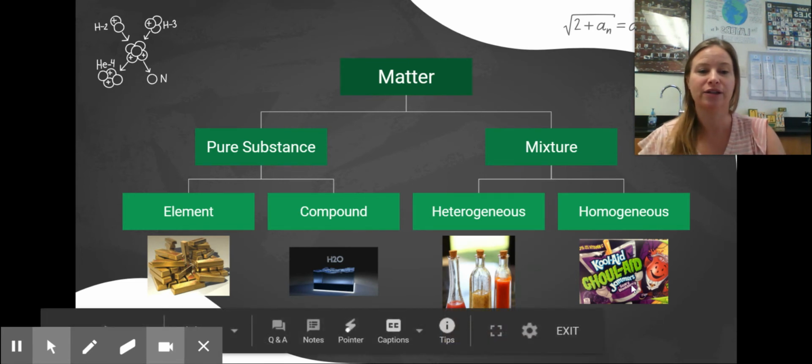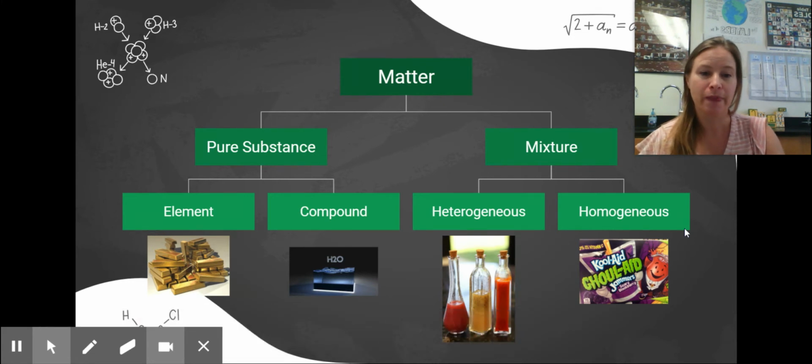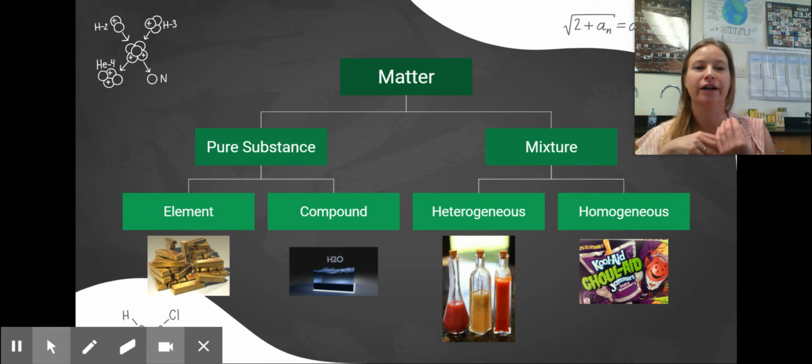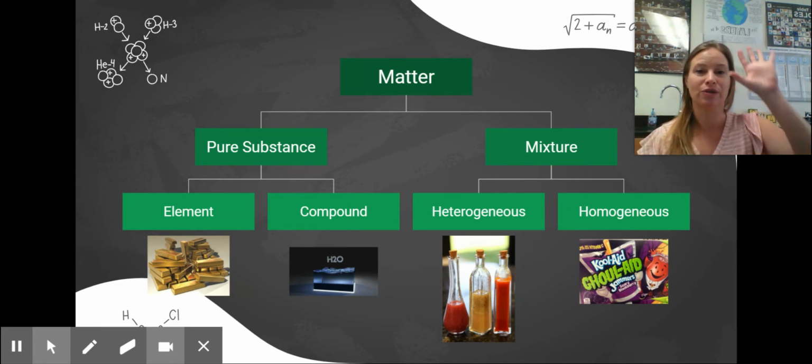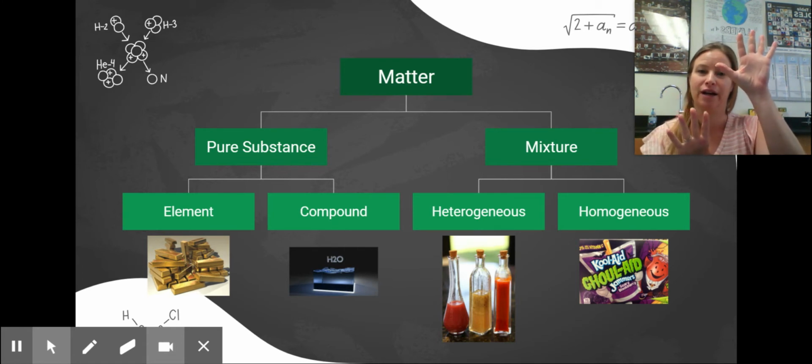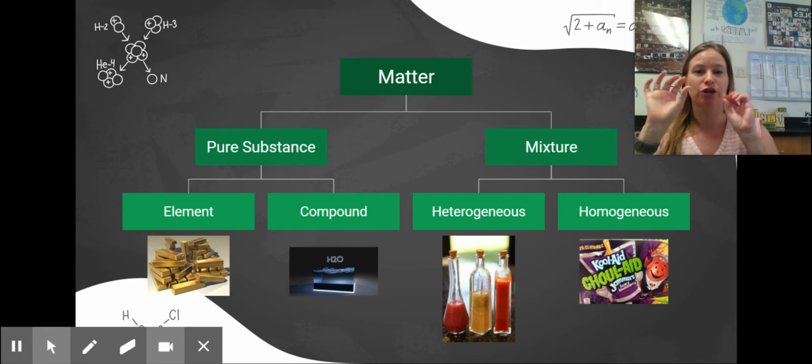Kool-Aid, on the other hand, is a homogeneous mixture, which is another way of saying a solution. So Kool-Aid is a solution where you have water and food coloring and a lot of sugar all mixed together. But if we zoomed into the molecules in that Kool-Aid, we would see an even distribution. So this area would look like this area, and any other area would look the same. You have water molecules with sugar spread evenly, and the food dye and whatever else is in there mixed together would be spread equally or uniformly.